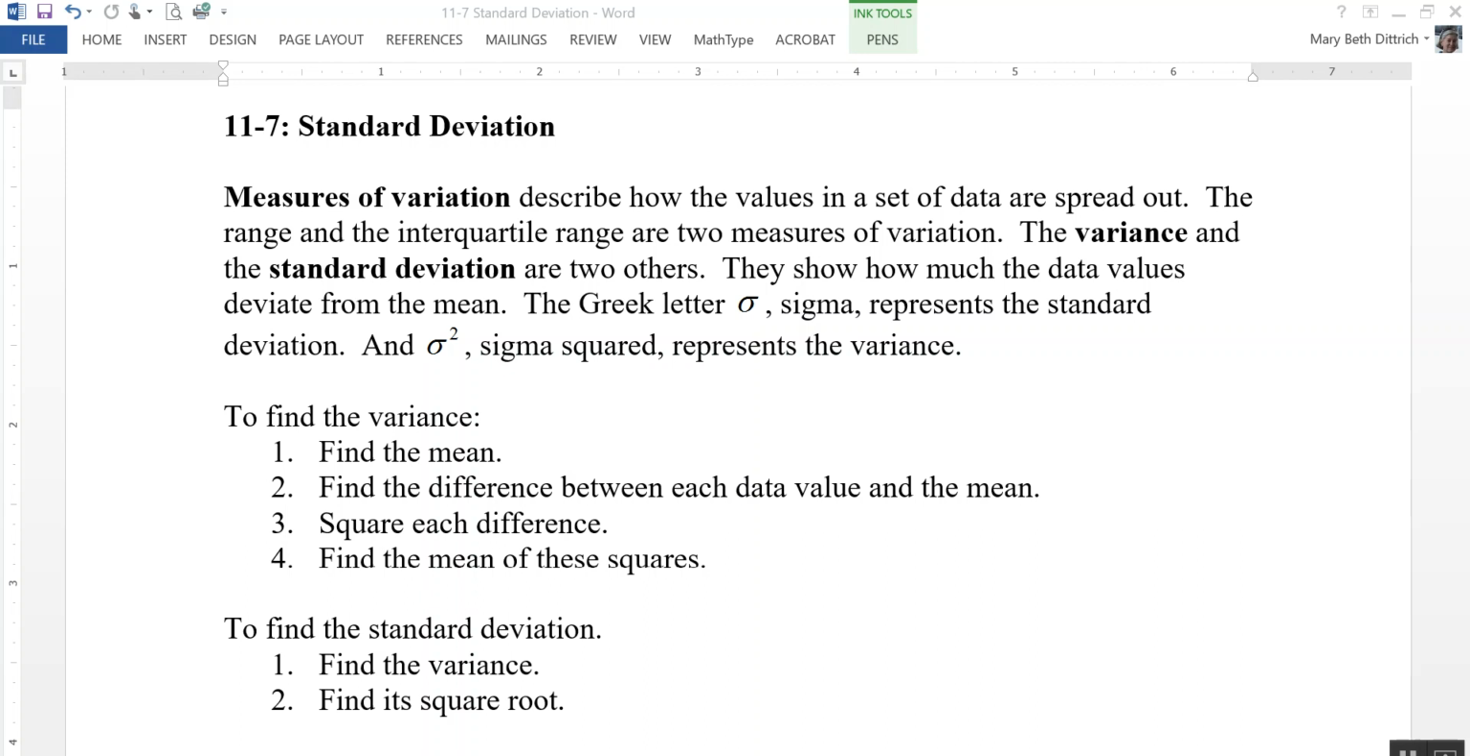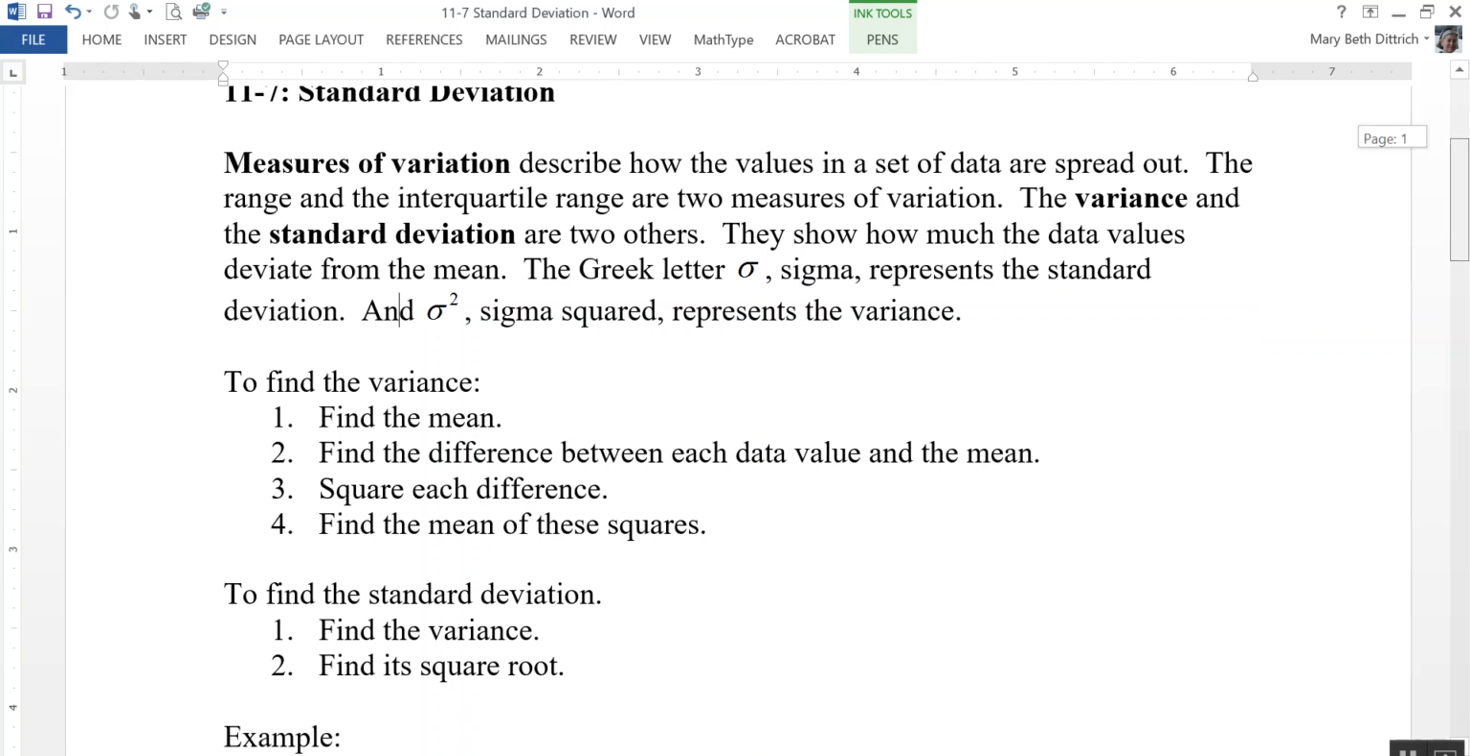To find the standard deviation, we're going to find the variance as we did up above, and then take its square root. Here's what that looks like when you're doing it by hand.